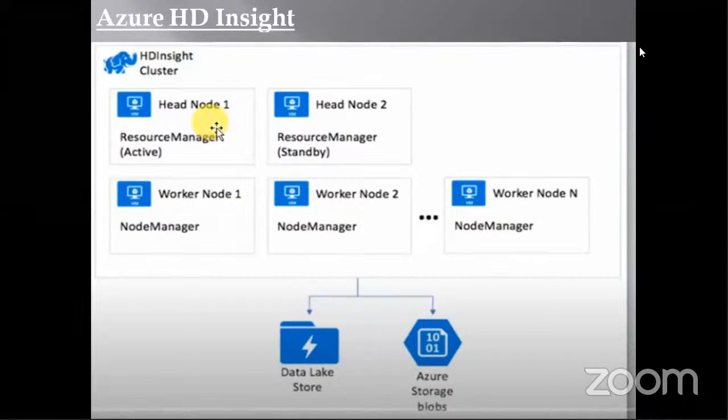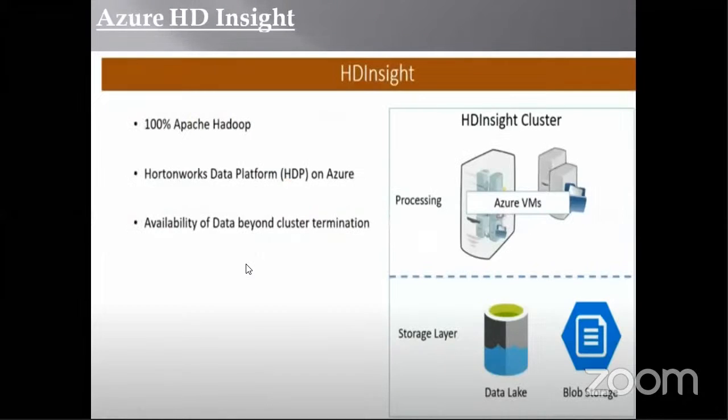Once you keep the data in the Data Lake store, you can get the data into your data nodes and start processing it. That's how Azure works. It is simply Hadoop, 100% Apache Hadoop. HDP means Hortonworks Data Platform, and Azure.